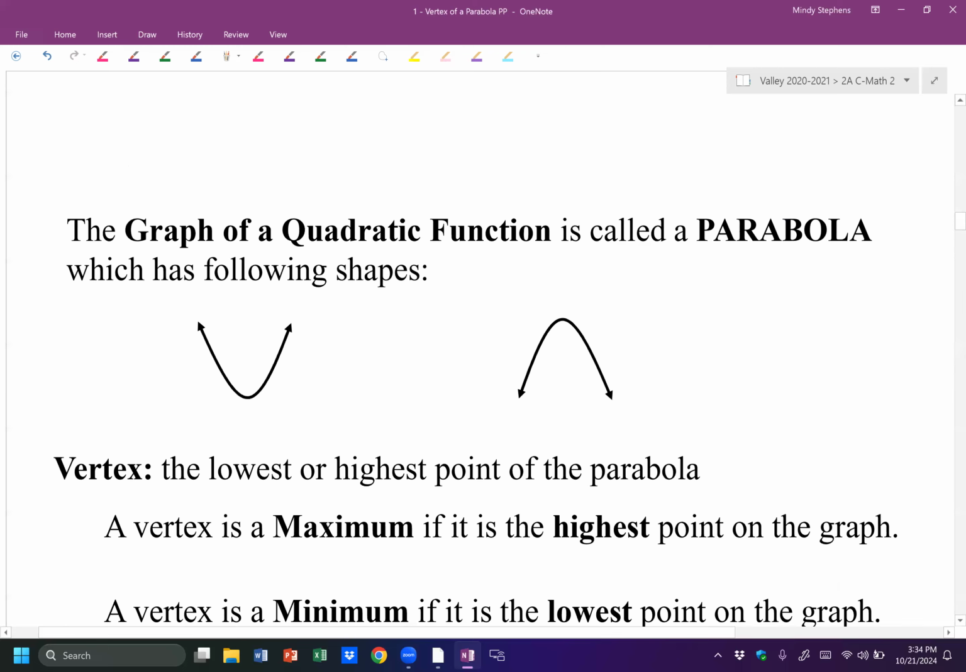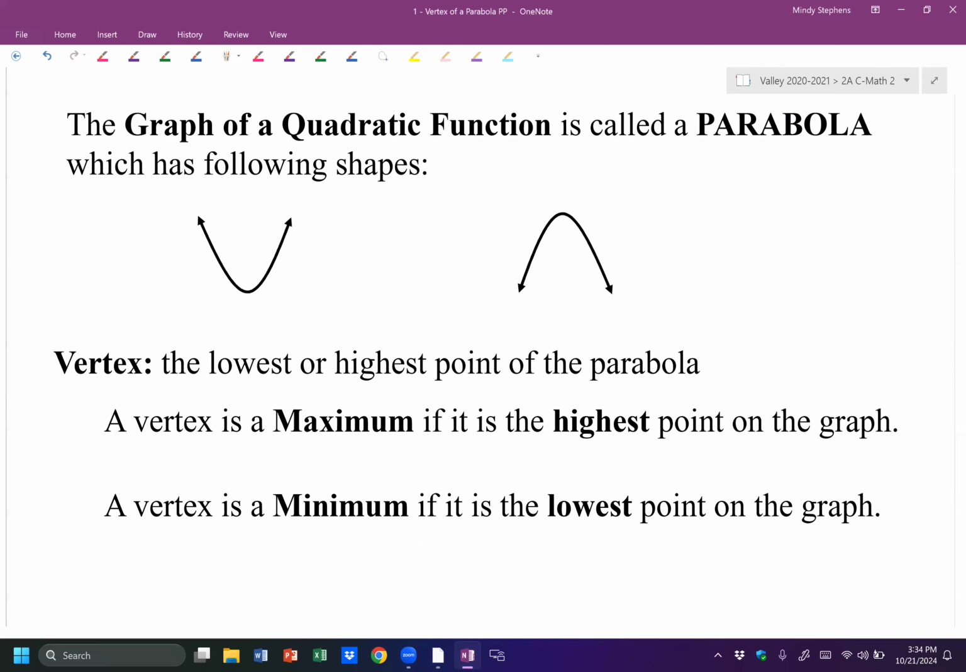With a parabola, we have what's called the vertex. The vertex is the highest or lowest point on the parabola. So this is a vertex, and this is a vertex, just depending on which way it's facing. So either the highest or lowest point. The vertex is also called either a maximum or a minimum. If it's at the low end, the word minimum means it's the lowest spot. So the low point is called a minimum.